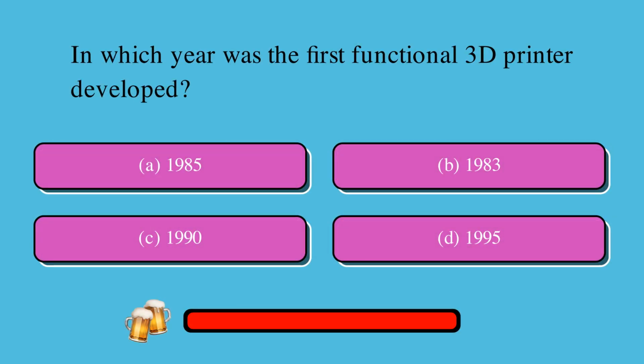In which year was the first functional 3D printer developed? Is it A, 1985, B, 1983, C, 1990, or D, 1995? The correct answer is B, 1983.